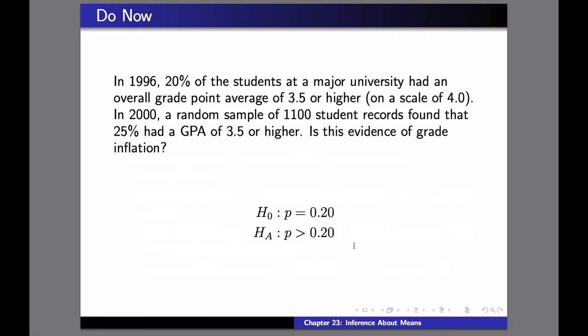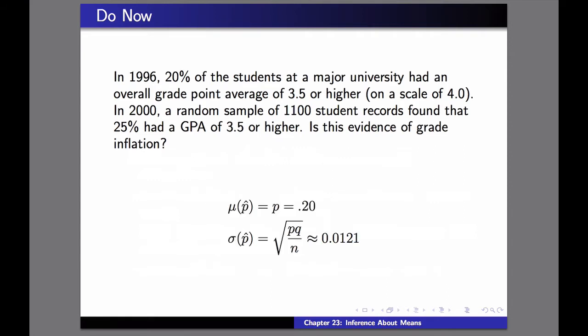Now let's take a look at our hypotheses. So the null hypothesis is that the population proportion has not changed. It's still the same as it was in 1996. And the alternative is that it's now larger. Okay, and that's what we're trying to test. That's what we're looking for.